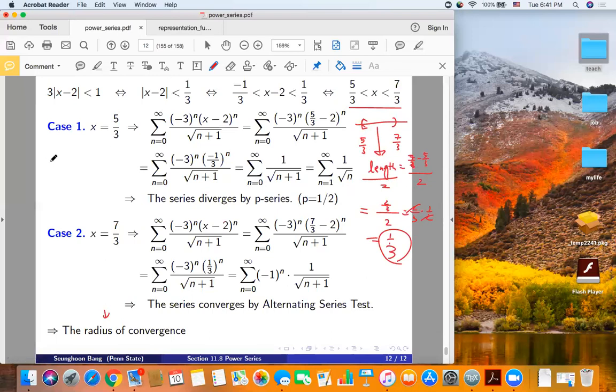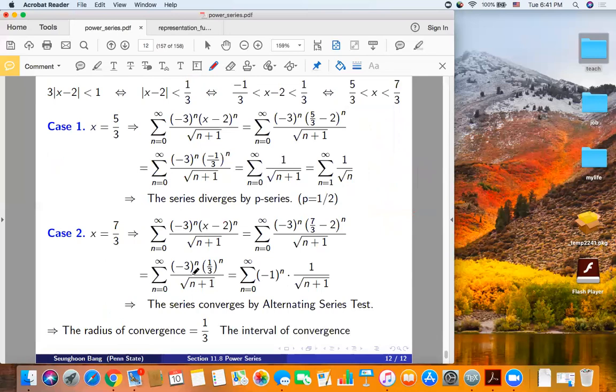Another idea is, remember, the absolute value of x minus a is less than r. This number is the radius of convergence. From here, 1/3 is exactly the radius of convergence. You can use it either way. So 1/3. The interval of convergence is here. The series converges at 7/3, so only include the right endpoint. The series is divergent at x equal to 5/3. Don't include it. The answer is the half-closed interval from 5/3 to 7/3. This is the whole idea for solving this kind of problem.